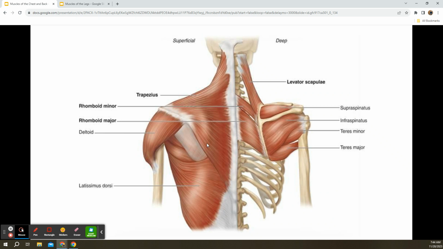So here's just a more definitive view of all those muscles, of what they look like, and hopefully this picture might give you a better understanding of what exactly you would need to know and where their insertion and origin points are.